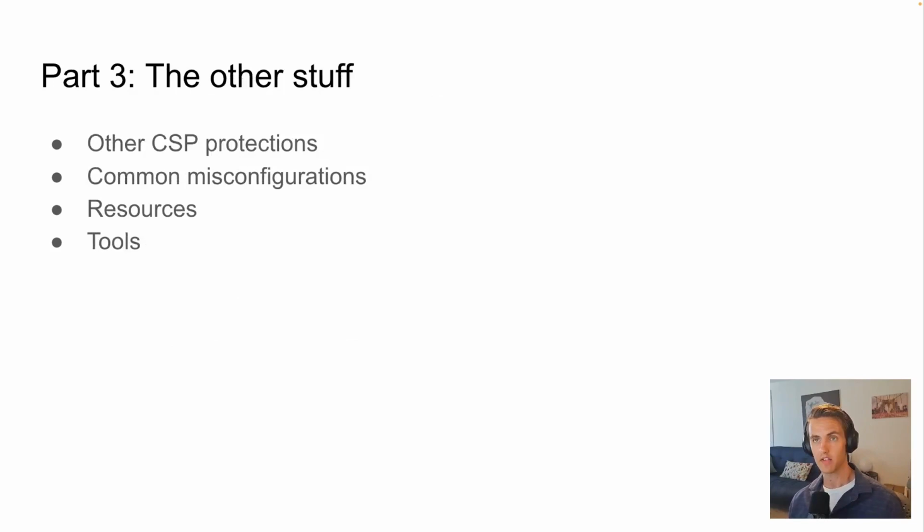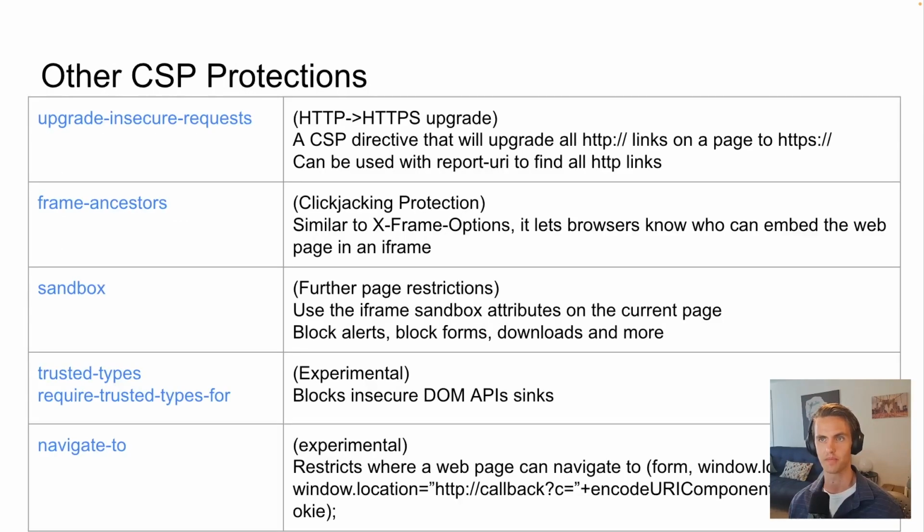Cool. And the final section, this is just some of the other stuff that didn't really fit in any other place. We're going to talk about some other CSP protections, misconfigurations, resources, and tools. So CSP was pretty popular, and because of that, a lot of other security features kind of got smuggled into CSP, for better or worse. And so these are some of those security features. So you would include these as directives in your CSP policy, even though they're not really related to XSS.